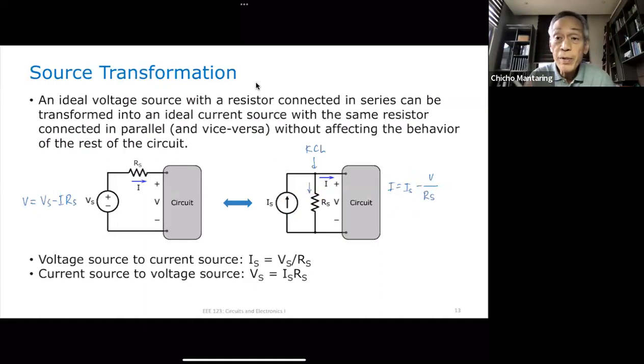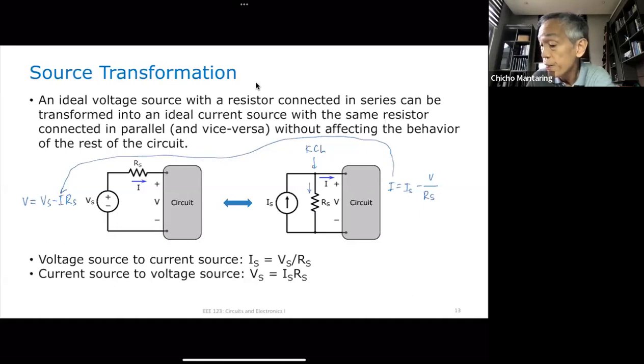So if the left is going to be equivalent to the right, kung pareho yung kaliwa at saka kanan, then V and I on the left side should be identical to V and I on the right side. In other words, itong I na to, pwede kong i-substitute dito. I can substitute the value of this I into this expression.